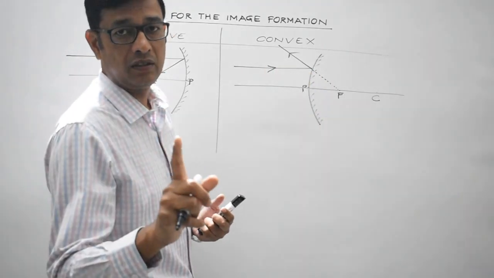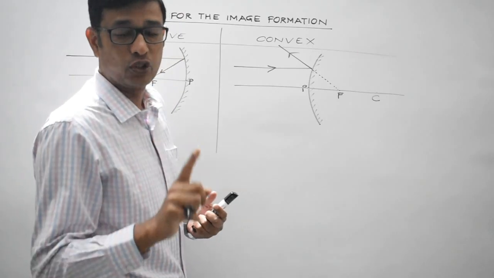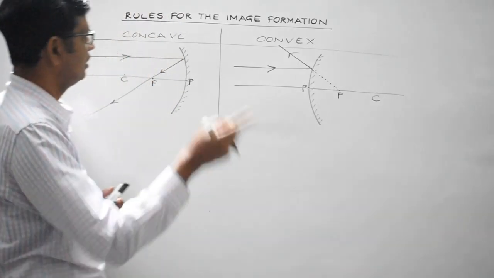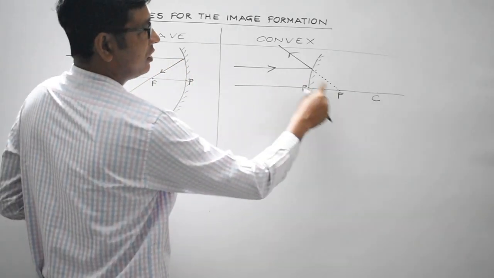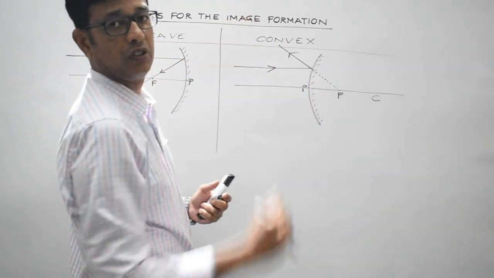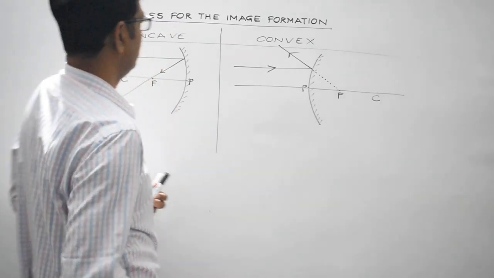So rule number 1: an incident ray parallel to the principal axis, after reflection, in the case of a concave mirror will pass through the focus, and in the case of a convex mirror it will appear to be coming from the focus. So that's the first rule.